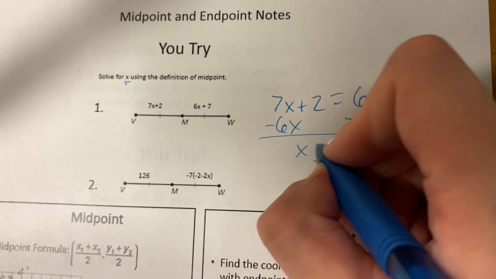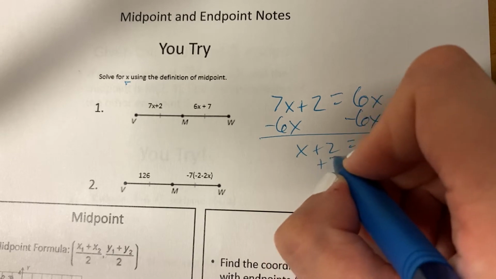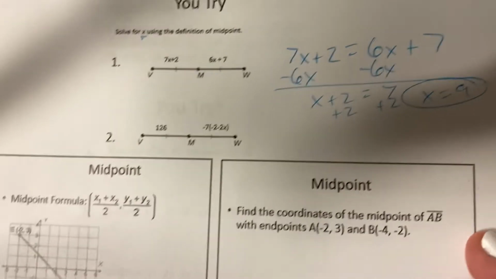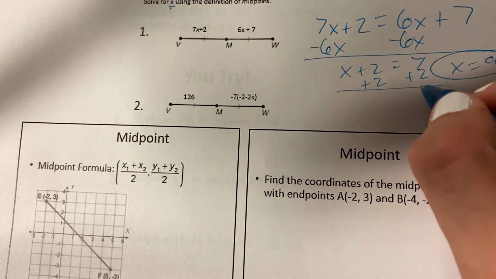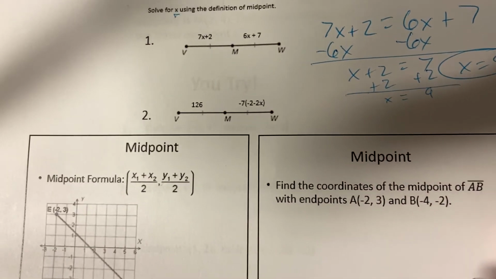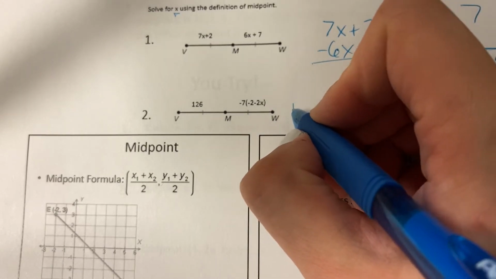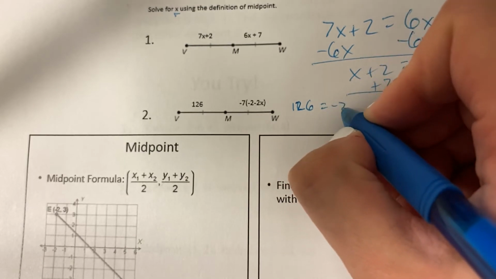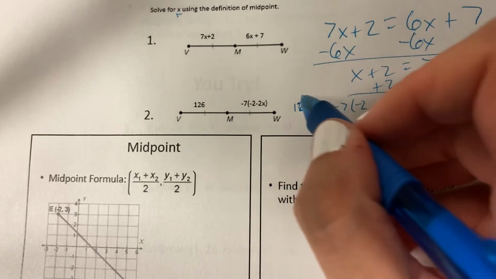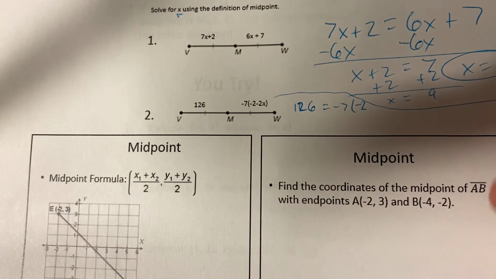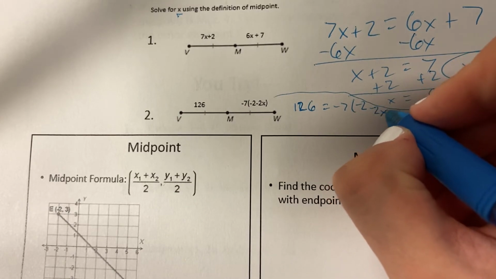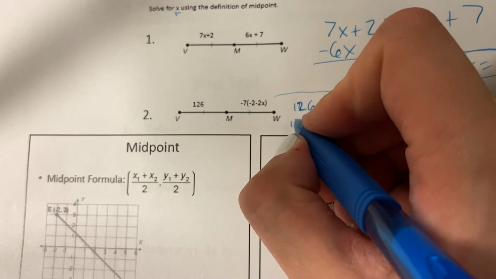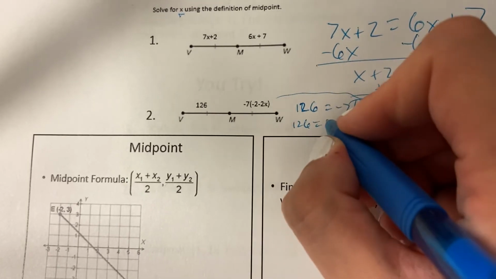This is x plus 2, add 2, x is equal to 9. Okay. And then same thing here, 126 is equal to negative 7 times something minus 2. I'm going to try to kind of separate this. Sorry. Oh gosh. This is very messy. I'm sorry. We'll distribute the negative 7.